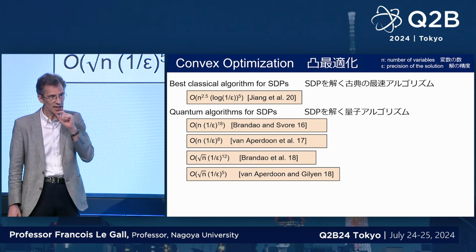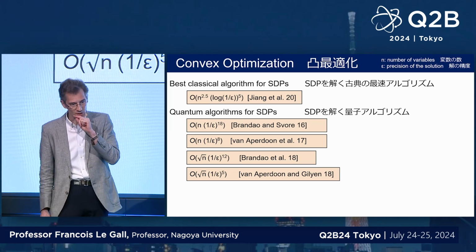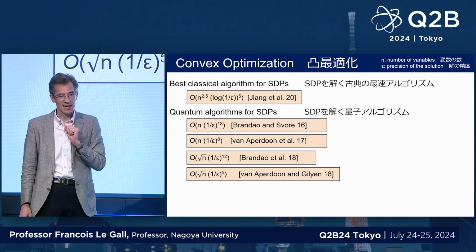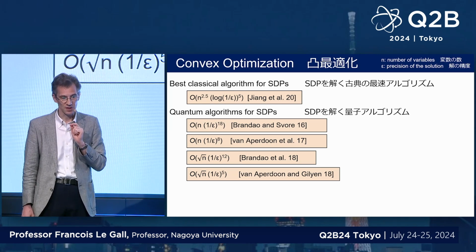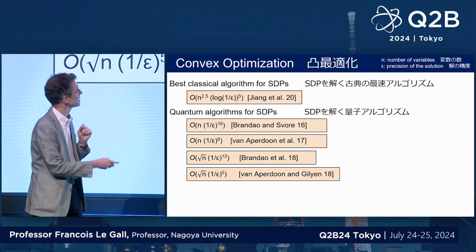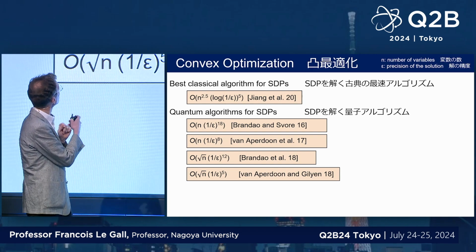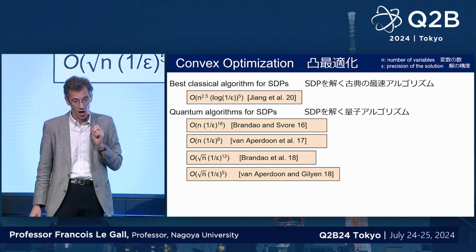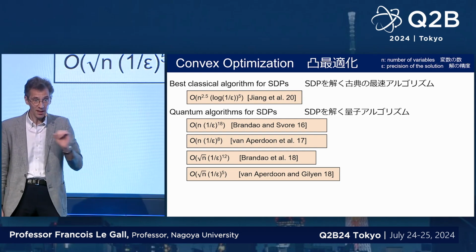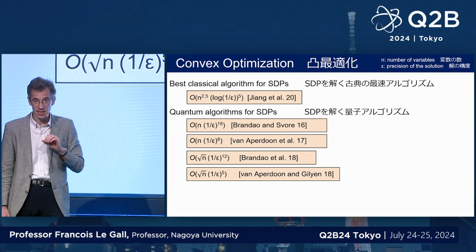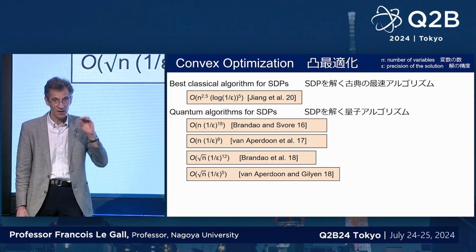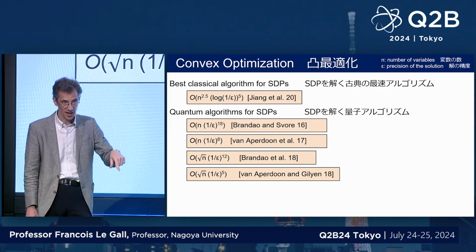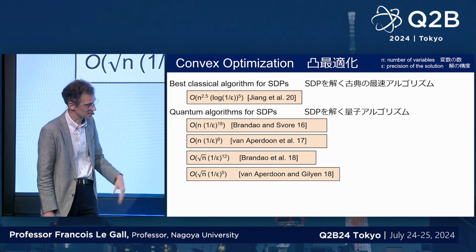And here in this slide, I show the theoretical analysis of the performance of the best classical algorithm for solving semi-definite programs. So the complexity is written here, this term and this term. n is the number of variables, and epsilon is the precision of the solution. And there have been, in the past 10 years, several works investigating quantum algorithms for this task. I mention only a few of them here. There are more, but I cannot write them due to space constraints.